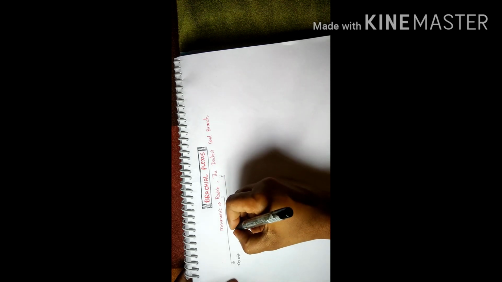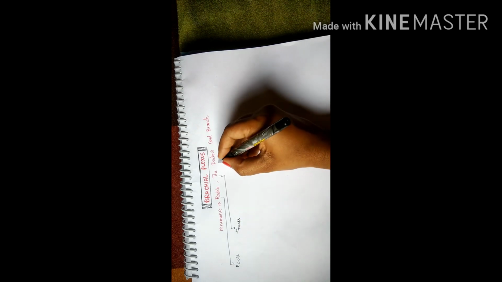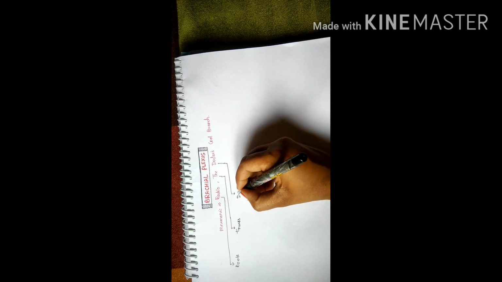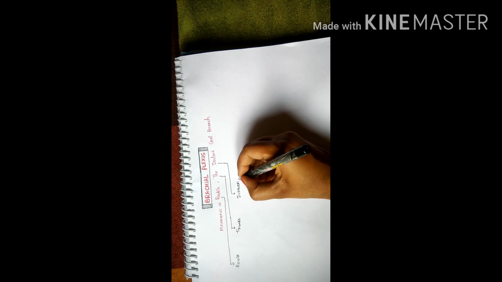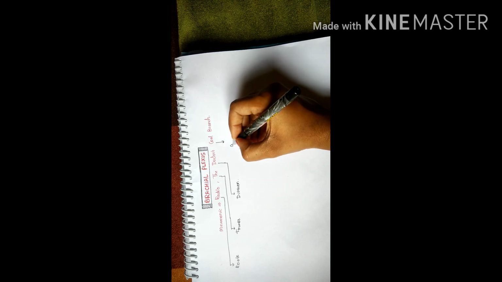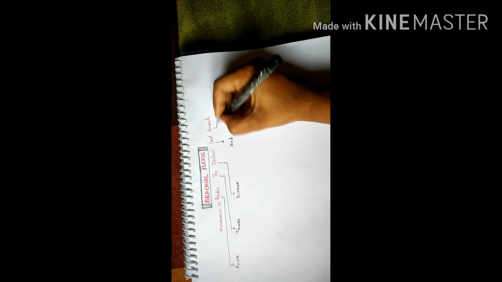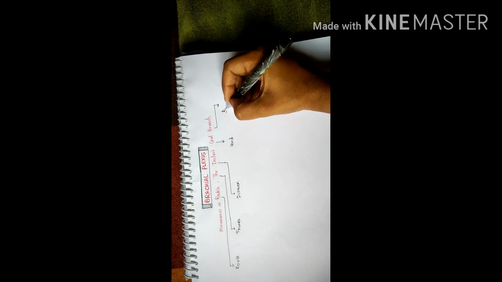Now let's expand each one of them. From R it is roots, and T it is trunks. D is division. C is cord and B is branches.